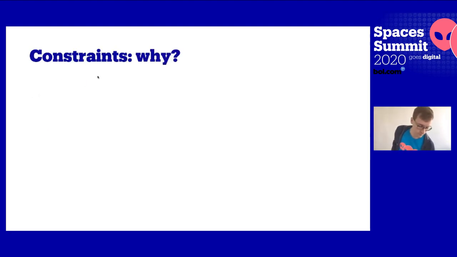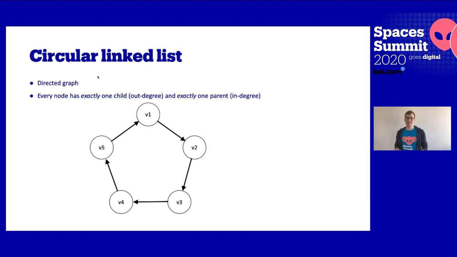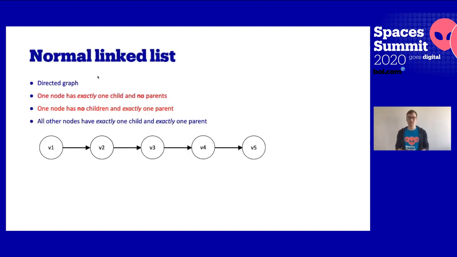So I think a graph is as much the constraints that a graph has as the possibilities it has. So if you limit your graph, it says a lot about what kind of problem it's trying to solve. So here are a few examples. Say we have a directed graph, and every node has exactly one child, and every node has exactly one parent. Well, if you continue like this, it is a circular linked list, because there's no node that begins or ends. So okay, I was being a bit facetious. If you cut the link between V1 and V5, you have a regular linked list. You just need to change the constraints a little bit.